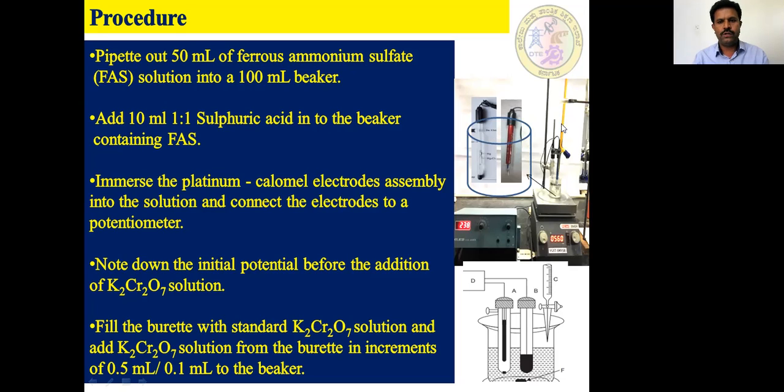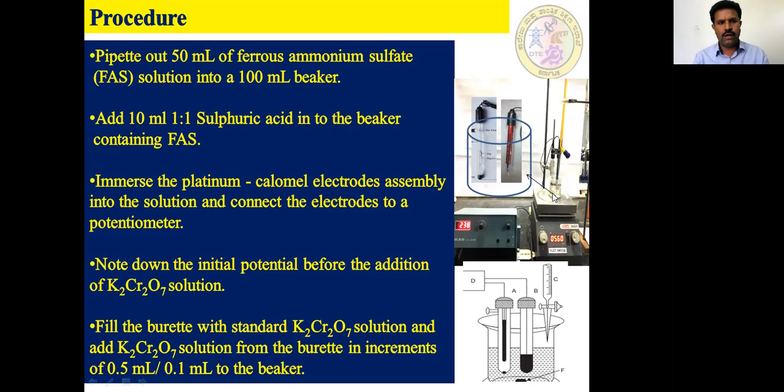Then we should fill the burette with standard potassium dichromate, an oxidizing agent solution, and we should add potassium dichromate solution from the burette in increments of 0.5 ml or 0.1 ml for better accuracy, at least near the equivalence point.